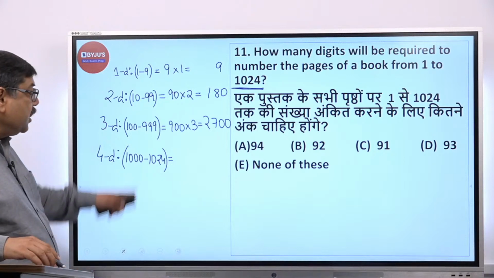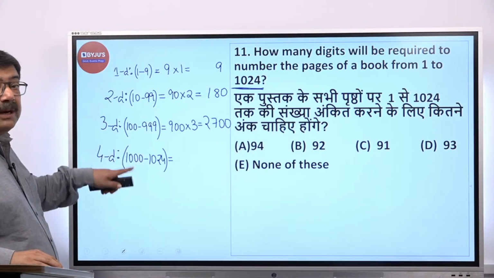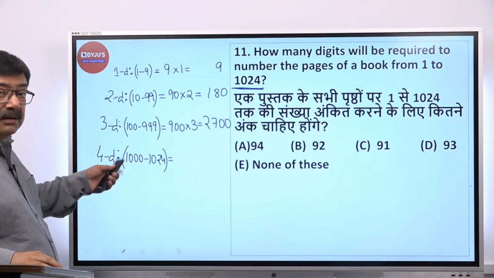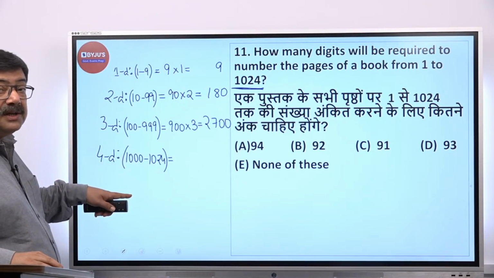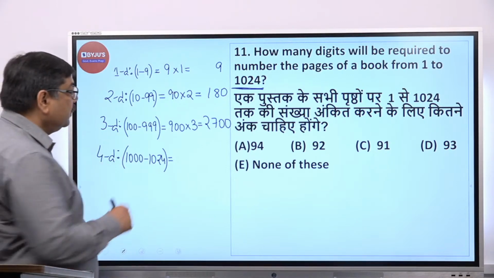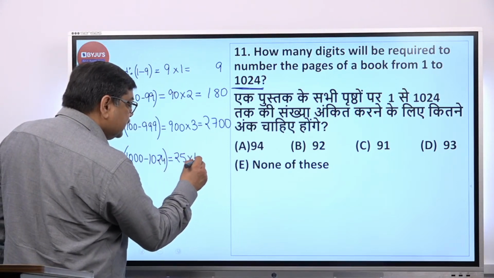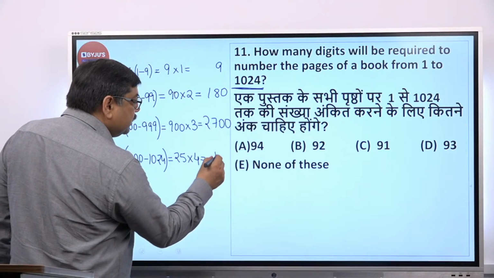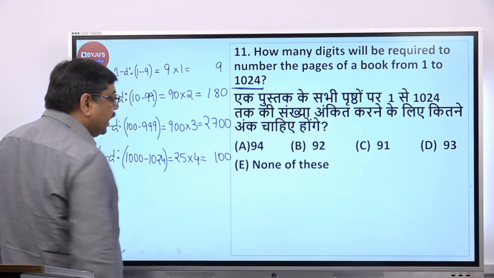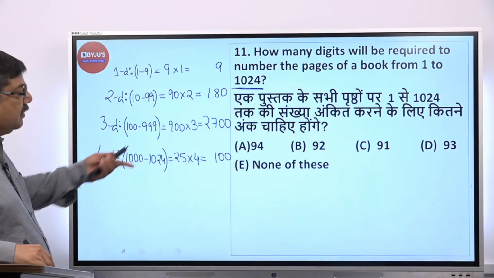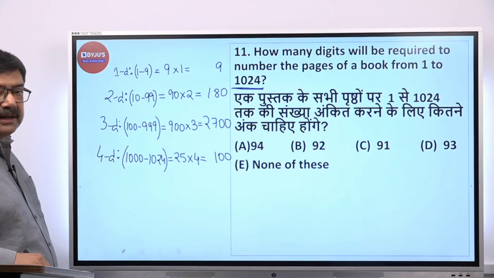How many numbers are these? 1024 minus 1000 plus 1. That is 25. Alright. So you have 25 such numbers and each of these has 4 digits. So how many digits will be required to write down these 25 numbers? Well, 100 digits. That's it.